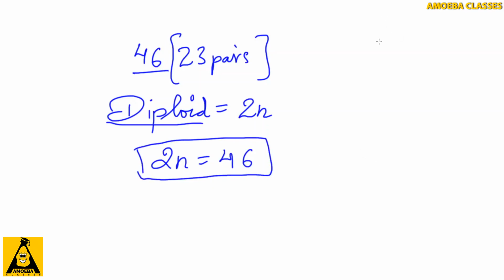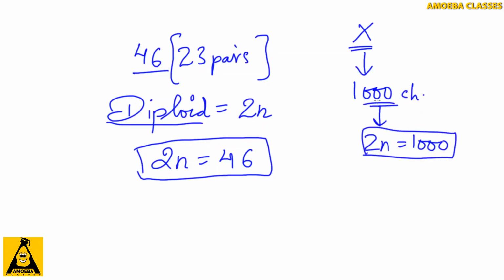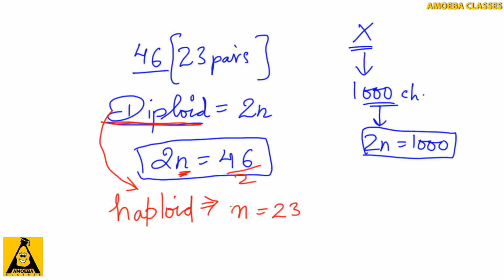Suppose there is an organism called X, and if I say X contains a total of 1000 chromosomes. How many? 1000 chromosomes. That means the diploid value of this organism X will be 2n equals 1000. Understood? So this is basically the diploid value. Now if we halve it, if we divide it by 2, we get another value called haploid. According to basic mathematics, to get the value of n we divide this 46 by 2. So n is equal to 23. That means whatever the half number of chromosomes, it is the haploid value. If we talk about this organism X, what is the haploid value? 500. Understood?